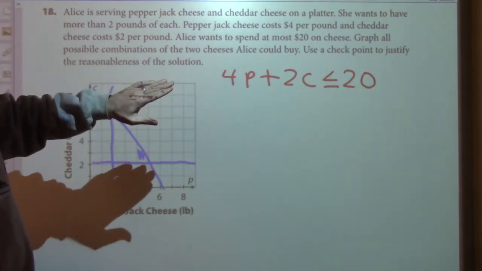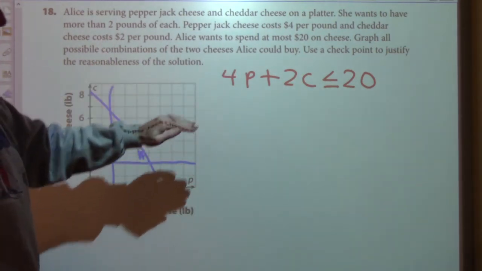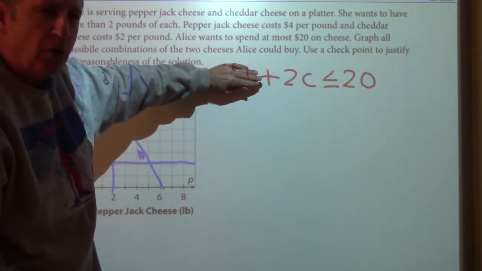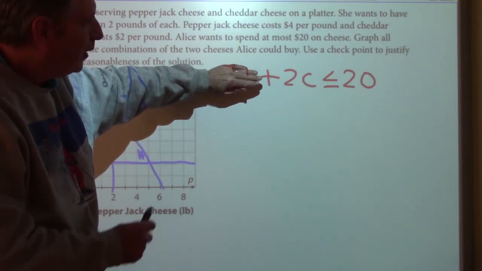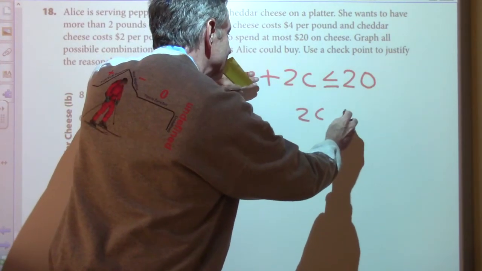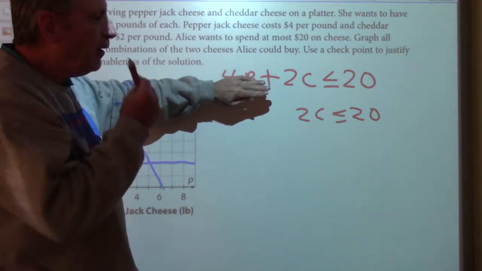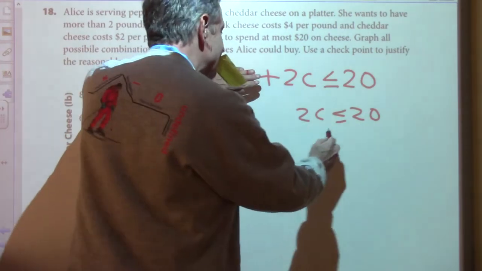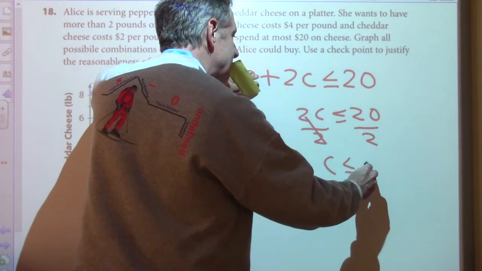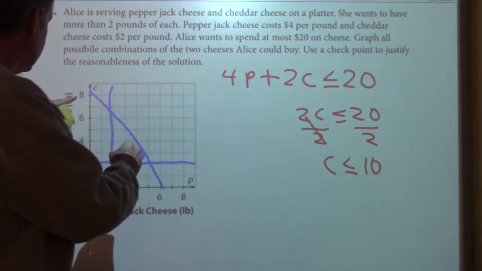So what we do is find the C intercept. What we do is you write it like this, and you cover up one of the variables like this. And so what you have is 2C is less than or equal to 20. You see that? Then you solve for C, so you divide by 2. So C is less than or equal to what? 10. That means we can go right here to 10.